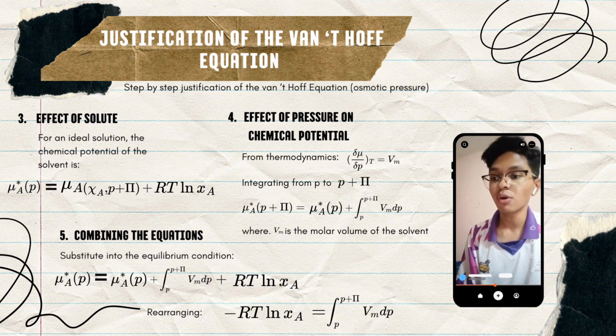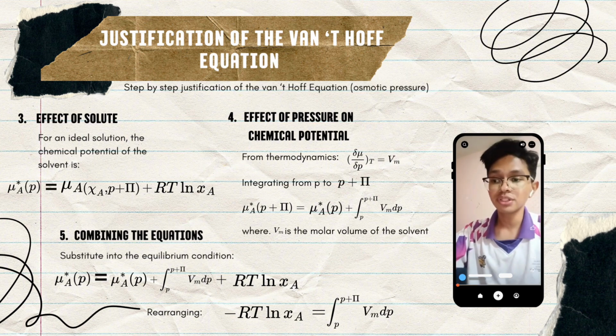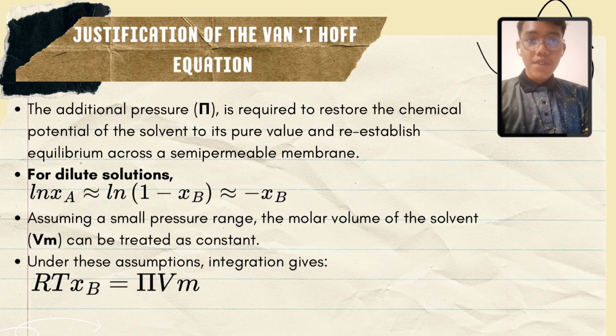And next, we combine the equations and substitute them into the equilibrium condition. After that, we arrange it, and we get negative RT ln x_A equal to the integral from P to P plus pi of Vm dP. That's all. So, further on the justification of the van 't Hoff equation, the additional pressure pi is required to restore the chemical potential of the solvent to its pure value and re-establish equilibrium across a semi-permeable membrane.